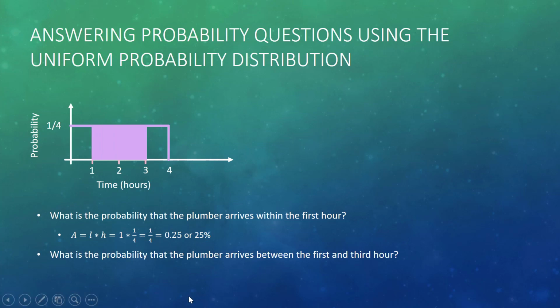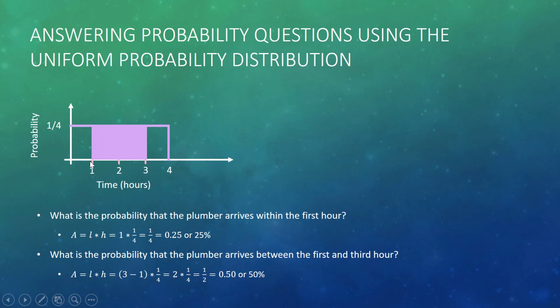What is the probability that the plumber arrives between the first and third hour? Now notice we have a new rectangle that's shaded from 1 to 3, and of course it has the same height of 1/4. Again, remember the area of this purple rectangle is going to be the probability of this event. The area of the rectangle is length times height. This time, however, to figure out this length, we need to do a little bit of math.